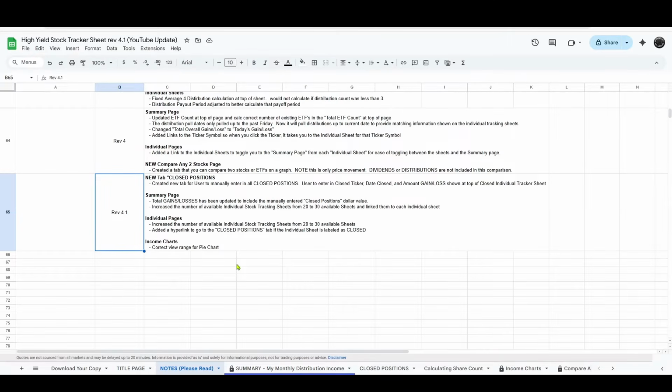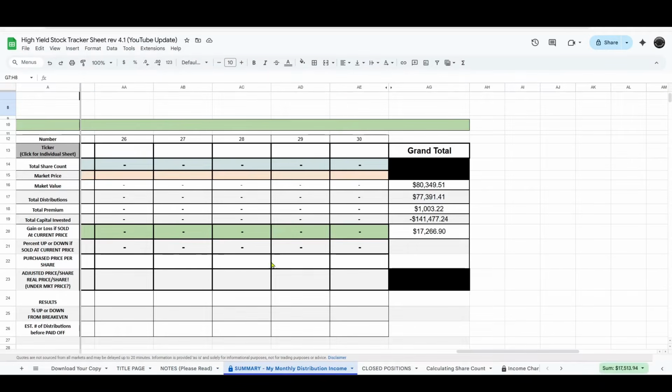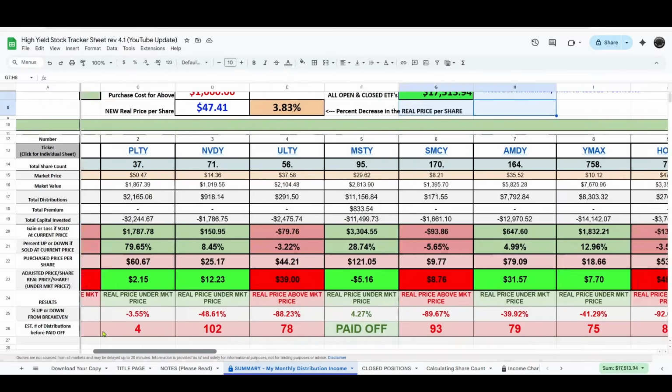So basically there were some cleanup, and the new features was extending out from 20 to 30 ETFs and adding that new tab so that you can track your closed positions and have that added into your gain and loss value shown on the summary page. And that's shown right there.